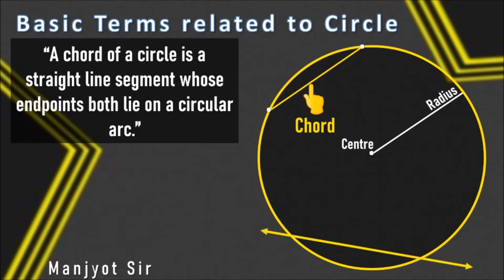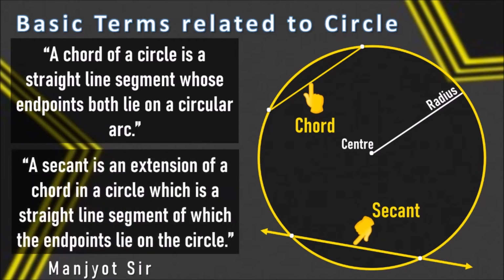Now suppose I draw one line. Here we just now drew a segment. Suppose I draw a line. If you observe, this line also passes through the boundary of the circle. That means this line is also touching 2 points on the boundary of the circle. But this is not a segment, this is a line. So if it is a line, it is called a secant. So that means a segment which passes through 2 points on the boundary of the circle is called a chord, and a line which passes through the boundary of the circle is called a secant. I hope everyone is clear with the difference between chord and secant.